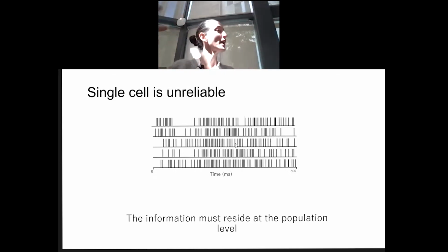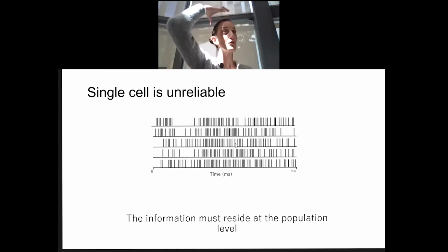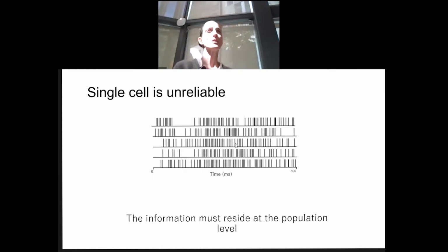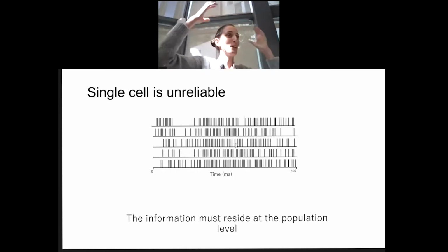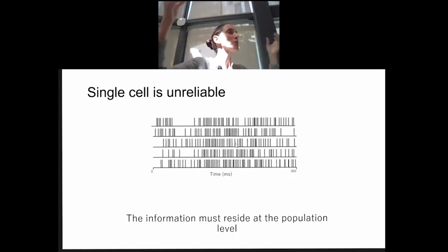But if you want to record from many neurons simultaneously, then it becomes really hard. If you want to do it in humans, it's almost impossible unless we remove the skull, right? And if you want to do it in animals, then you can't really have so many electrodes. There's a limit to the number of electrodes you could put inside the head.